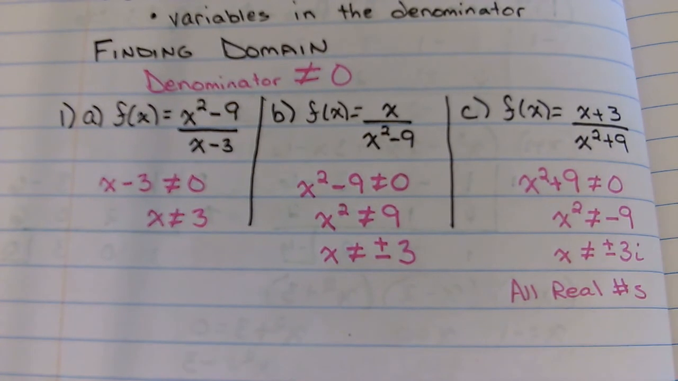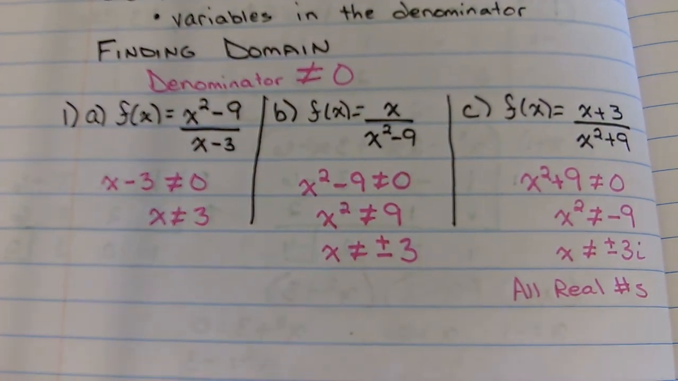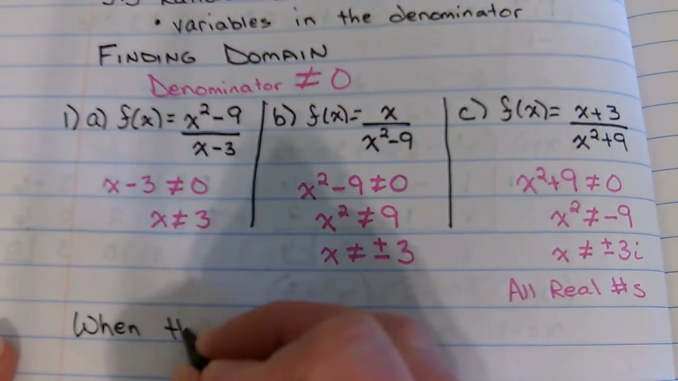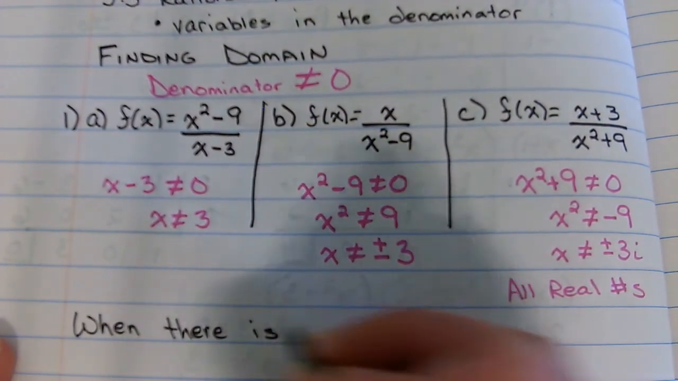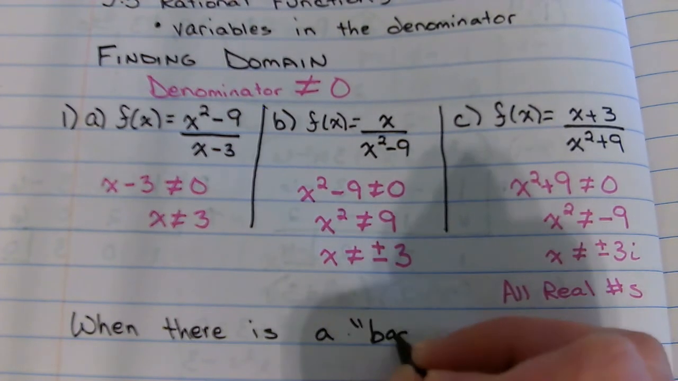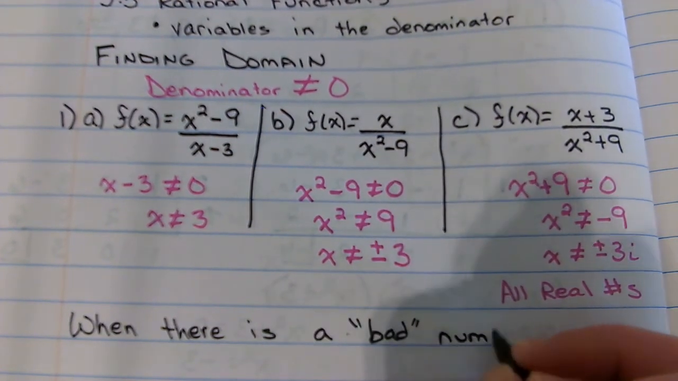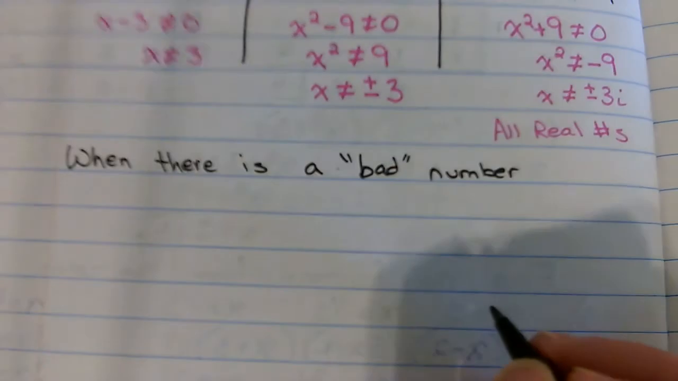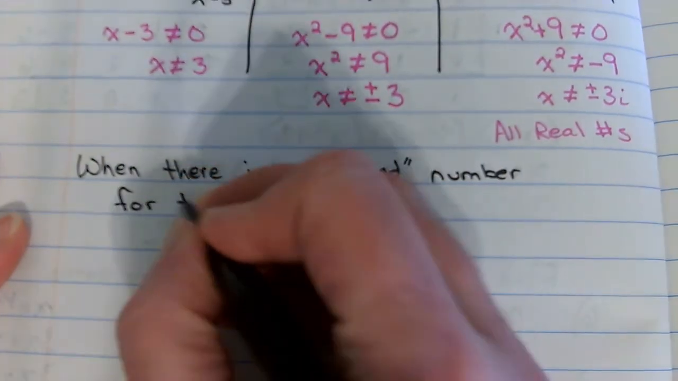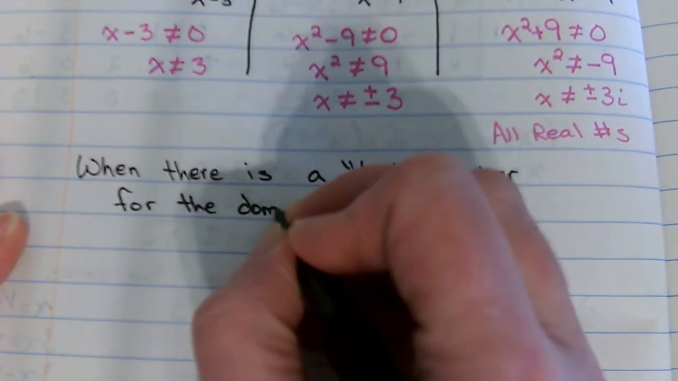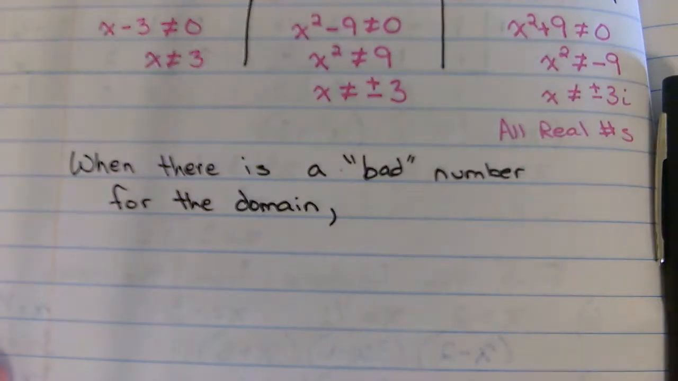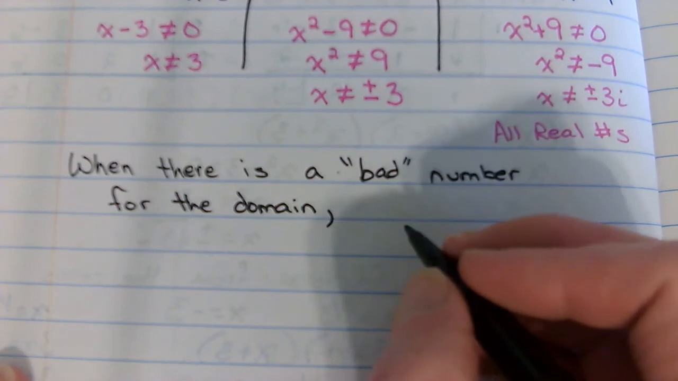Now, when we have these bad numbers in the denominator, when there is a quote bad number for the domain, two things could be happening.